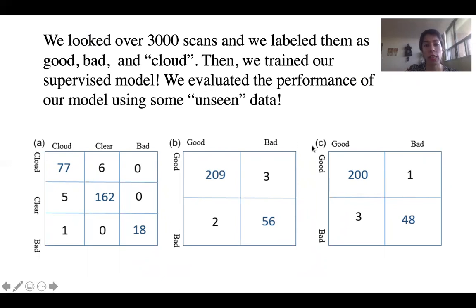As you can see, for example in this plot and this plot, we had 209 scans predicted as good, and they were really good, and 56 predicted as bad, and they were very bad. Whereas the ones that were predicted wrongly are a really small number of cases. These are called confusion matrices, which we are going to talk about in detail in this course.